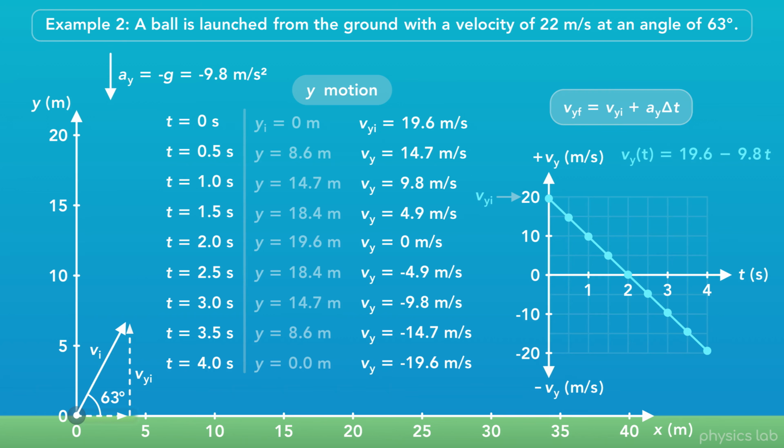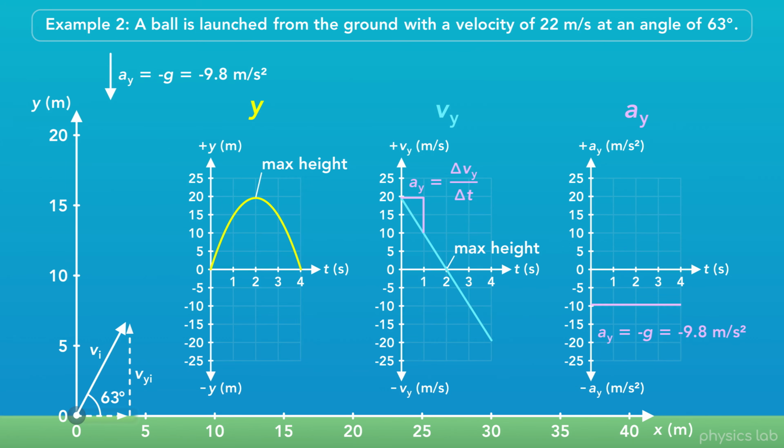Here's the graph of the y velocity versus time. It starts at 19.6 meters per second and ends at negative 19.6 meters per second. It has a negative slope, which is the acceleration. And this is the same velocity graph as a ball launched directly upwards. The velocity starts out positive, it slows down to 0 at the maximum height at 2 seconds, then it becomes negative as the ball falls down. And the velocity has the same magnitude at equal heights, except the direction is flipped.